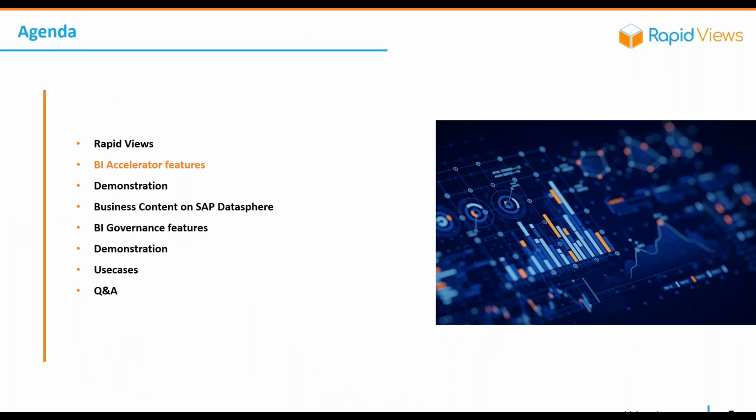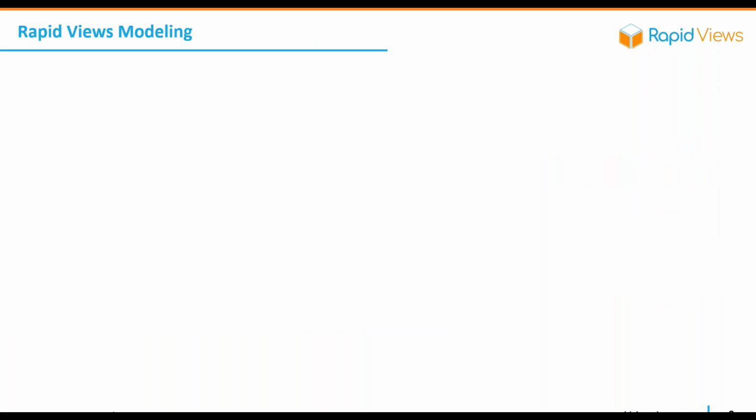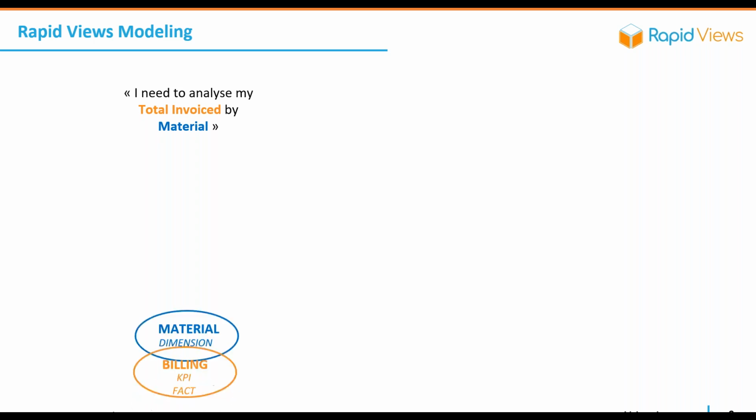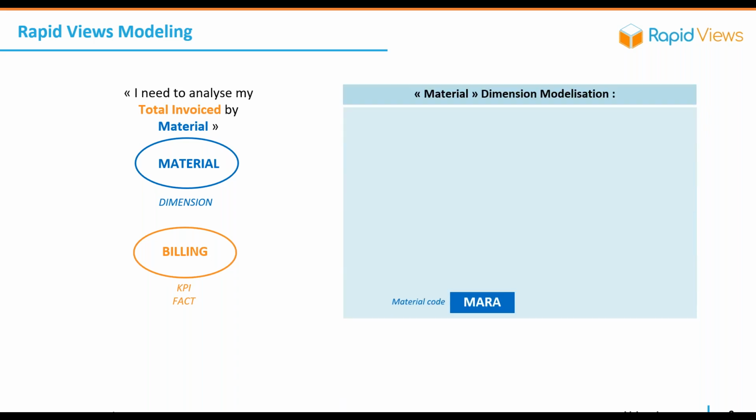Let's first talk about our BI accelerator capabilities. Our BI accelerator is prepackaged business content. What is, very quickly, business content for us? Let's say you want to build a report. You want the total invoice per material. You need a material dimension and the billing fact table.